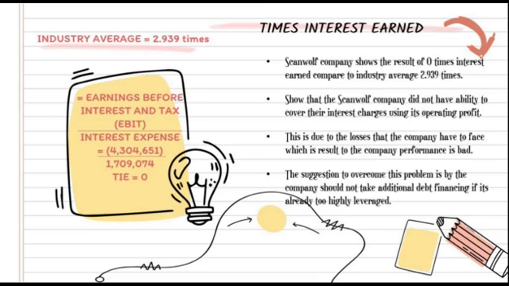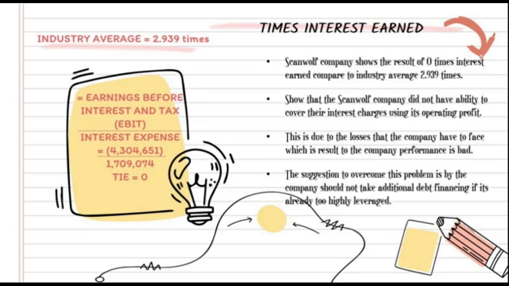From the ratio that we get from the calculation of times interest earned, it shows that the Scanwolf company did not have the ability to cover their interest charges or interest expenses using operating revenue, because this formula uses earnings before interest and tax, which is operating revenue. From the operating revenue, the Scanwolf company cannot finance their interest expenses.